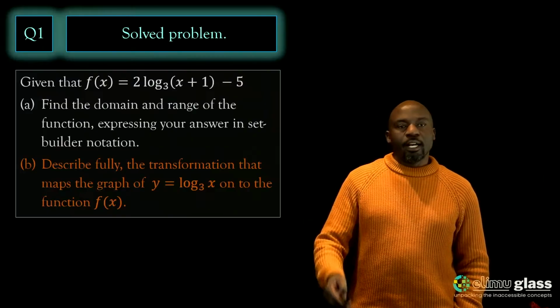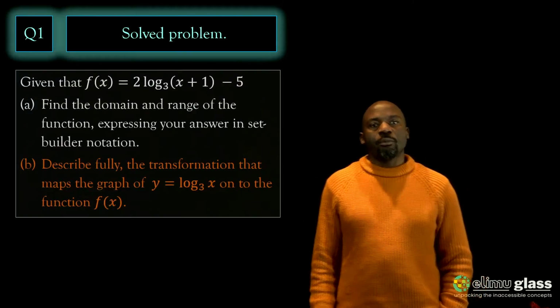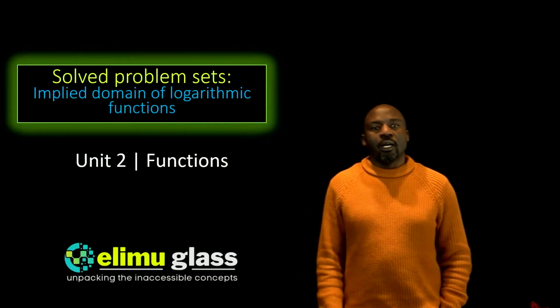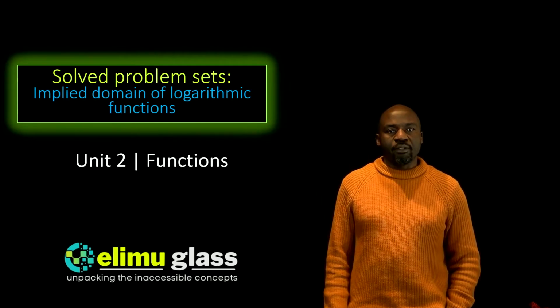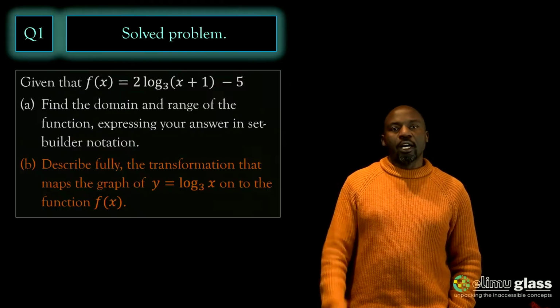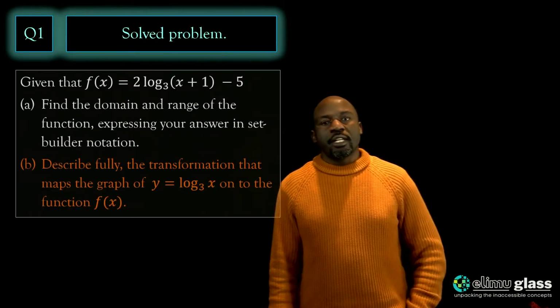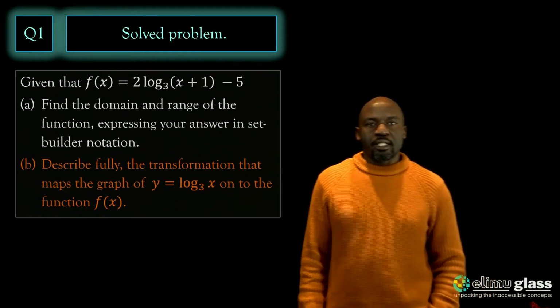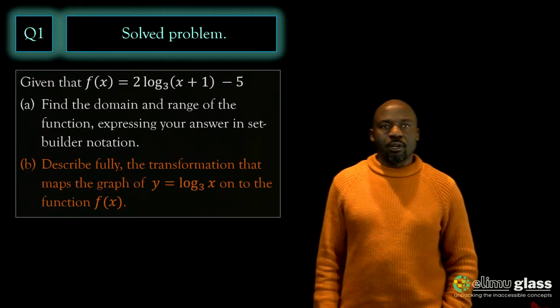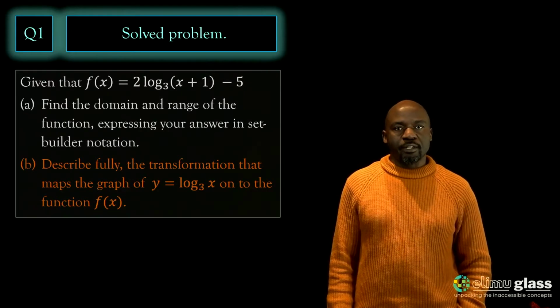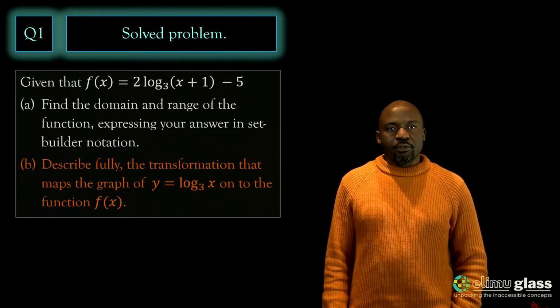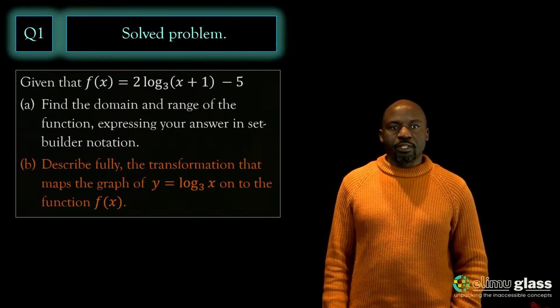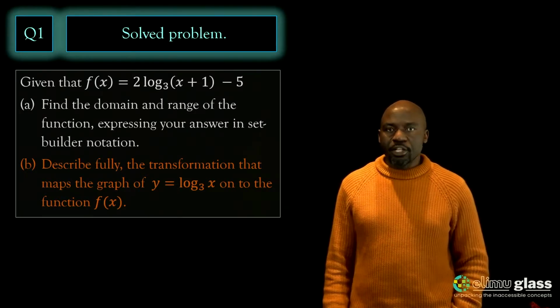All right. So these were problems on the implied domain of logarithmic functions. The first question that I asked you to try was number 1 here. Given that f of x is 2 log to base 3 of x plus 1 minus 5, find the domain and range of the function, expressing your answer in set builder notation.